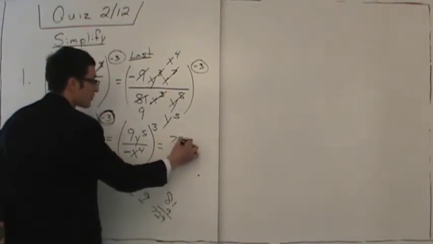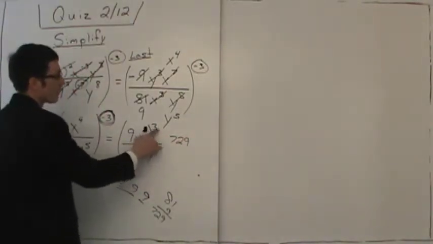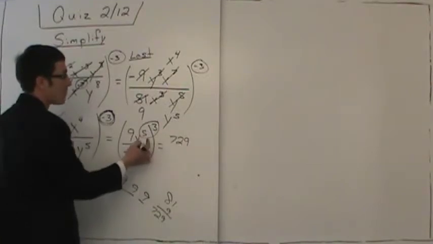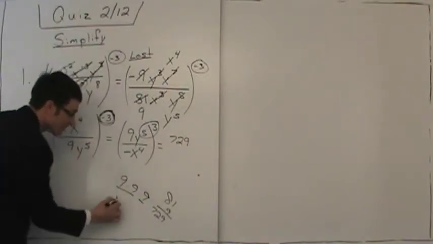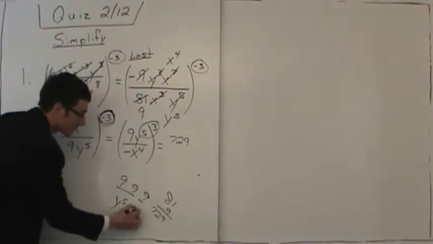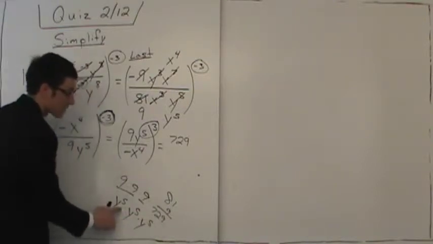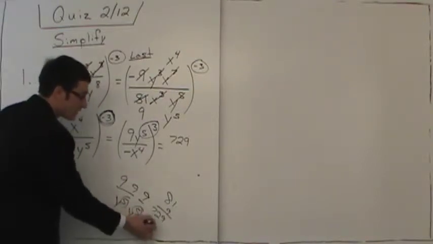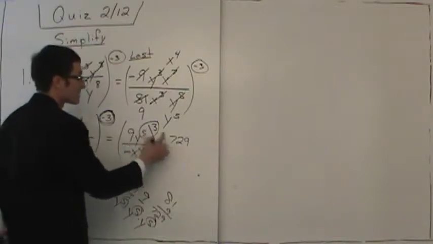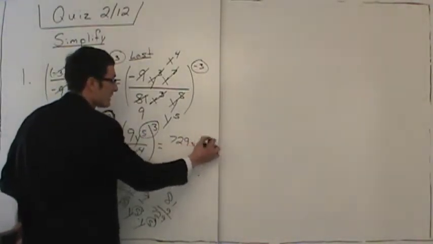So we get 729. Cubing y to the 5th. Remember, power of power, we multiply the exponents. Reminding you, this means y to the 5th times y to the 5th times y to the 5th. Instead of writing y to the 5th 3 times and adding 5 3 times, it's faster to multiply. 3 times 5 gives what? Y to the 15th over.